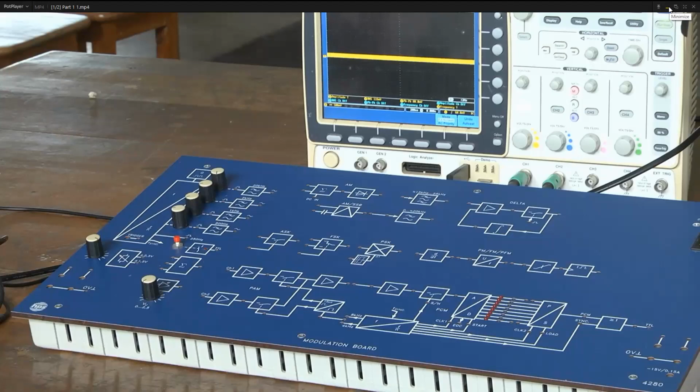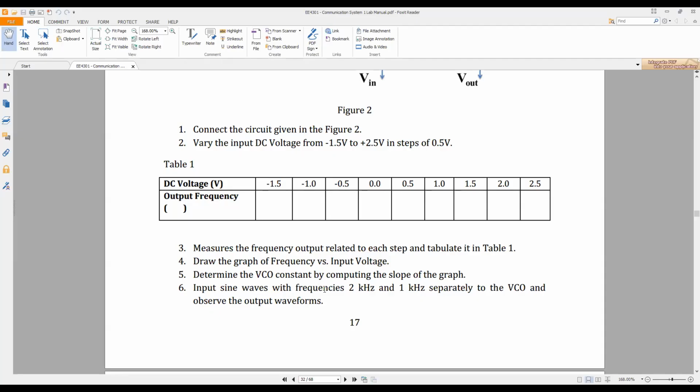So then, in your lab sheet it says: input sine waves with frequencies 2 kHz and 1 kHz separately to the VCO and observe the output waveform. So now we are going to input two sinusoidal waveforms as information signals and see the frequency modulated waveforms. Okay, so now let's move on to the practical.